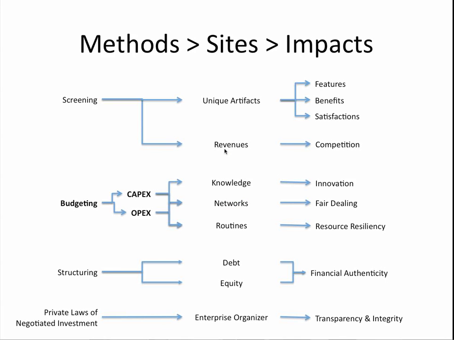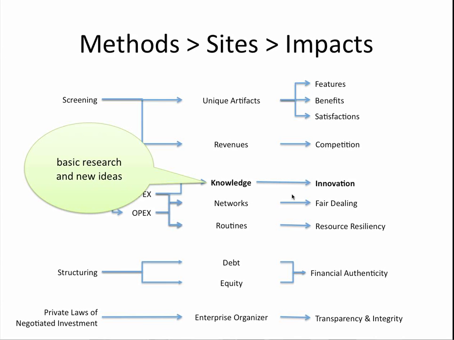The next method that's available to us is budgeting, and here you can talk about budgeting both the capital expense budget to get things up and running, what we call the CapEx budget, and the operating expense budgets for keeping things going, what we call the OpEx budgets. Here we're going to be looking at the configuration of knowledge, networks, and routines that defines the enterprise as an operating entity. And for knowledge, we're looking at agreements on investment in basic research and new ideas that drive innovation and keep the economy vital and adaptive.